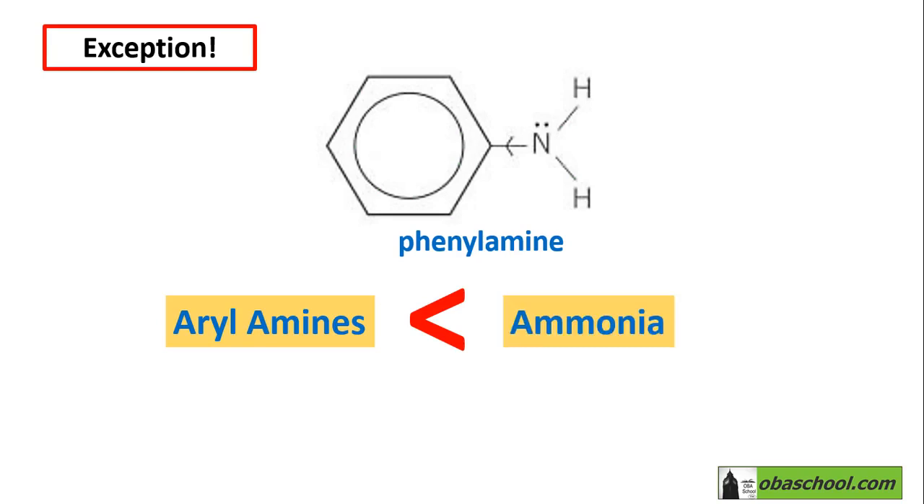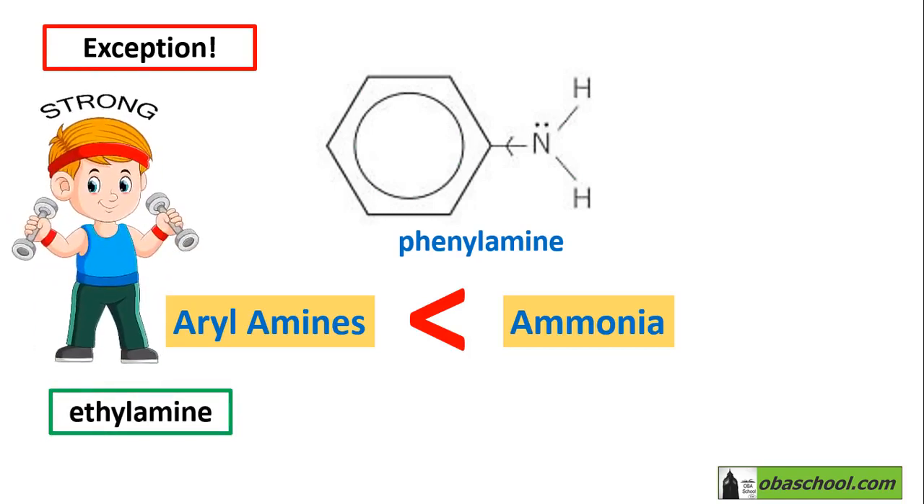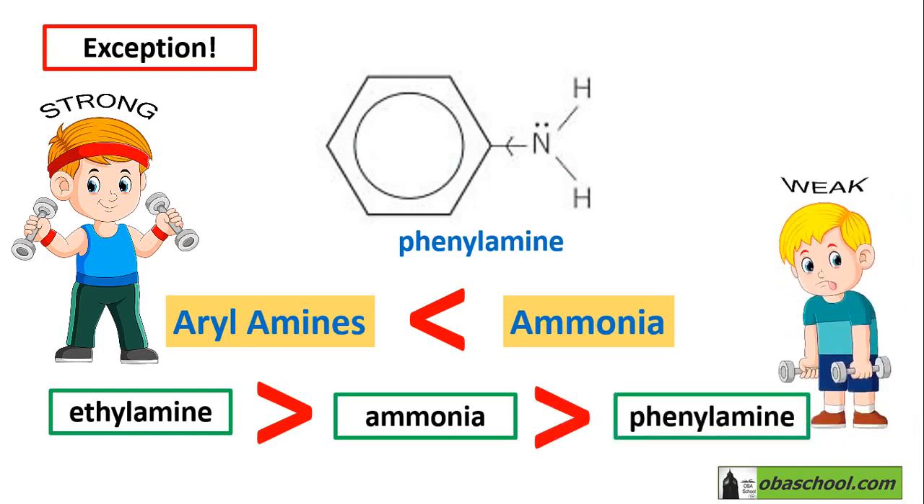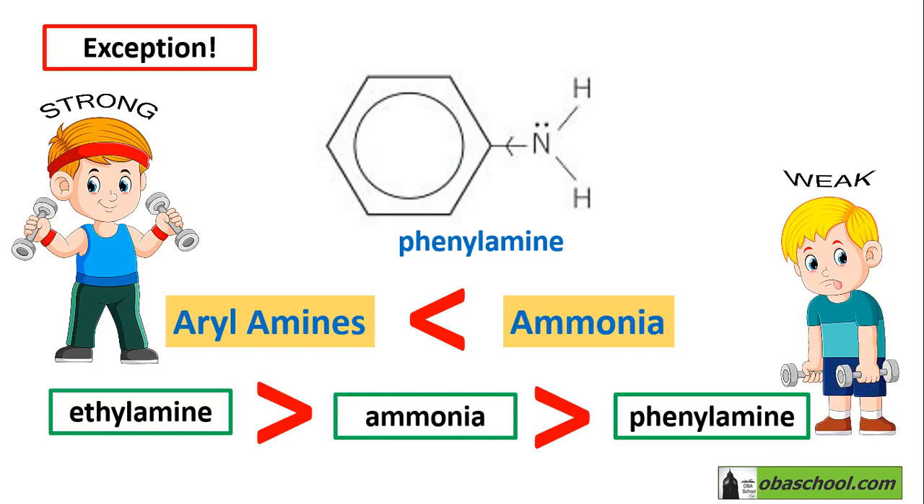If I want to compare all of them together and put them in order, we will find that ethylamine, which is a primary amine, is much stronger than ammonia, and phenylamine is the weakest one. Phenylamine is the weaker one. Ethylamine is the stronger one.